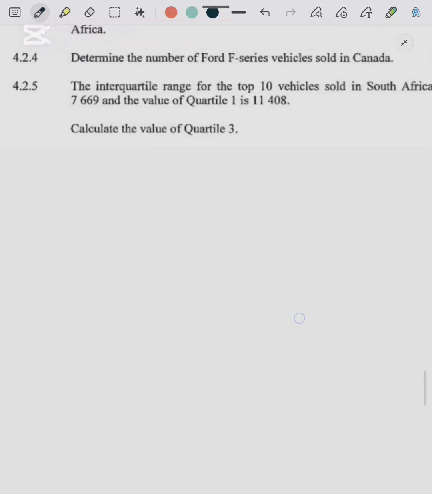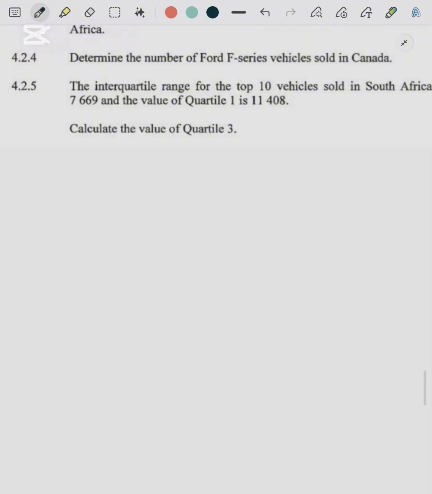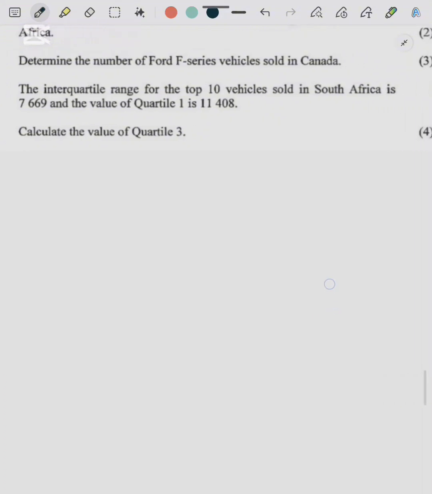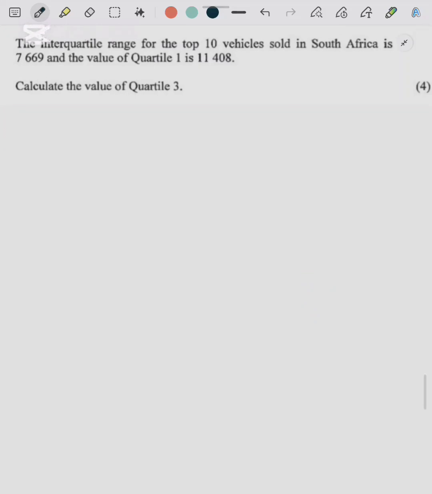Okay, and then our next question is 4.2.5. They tell us here the interquartile range for the top 10 vehicles sold in South Africa is 7669, and they tell us the value of quartile 1 is 11,408. What is the value of quartile 3?